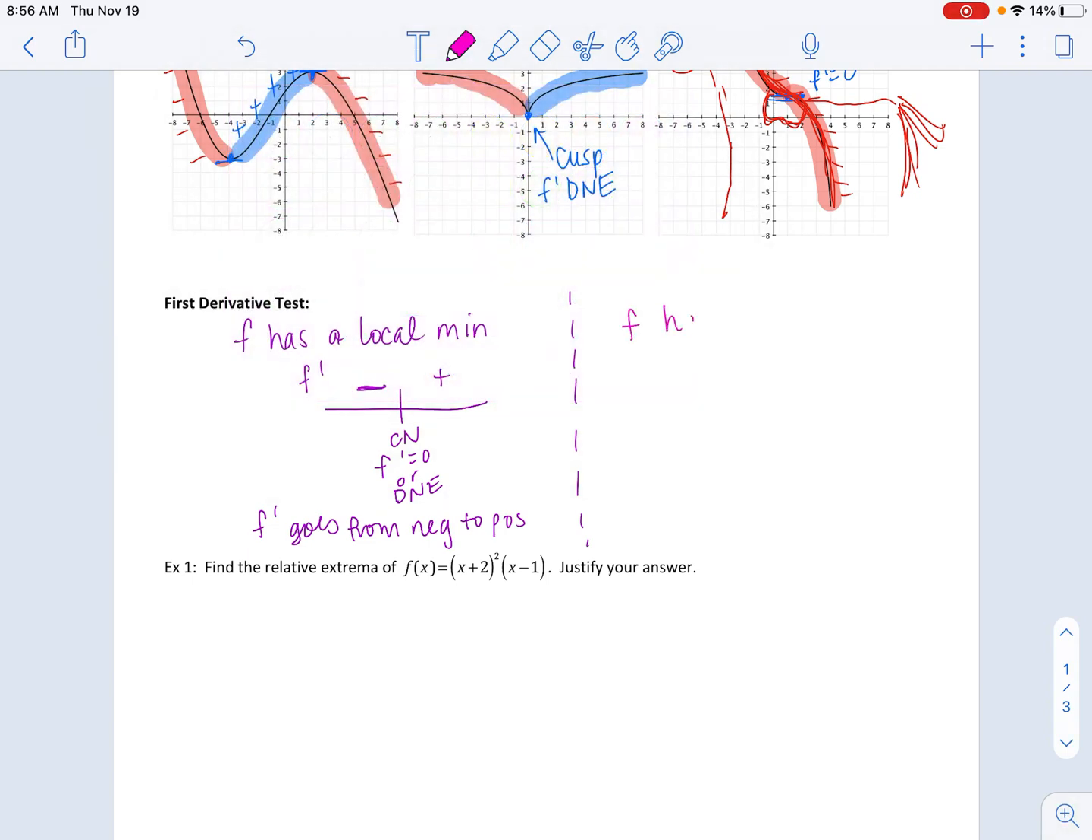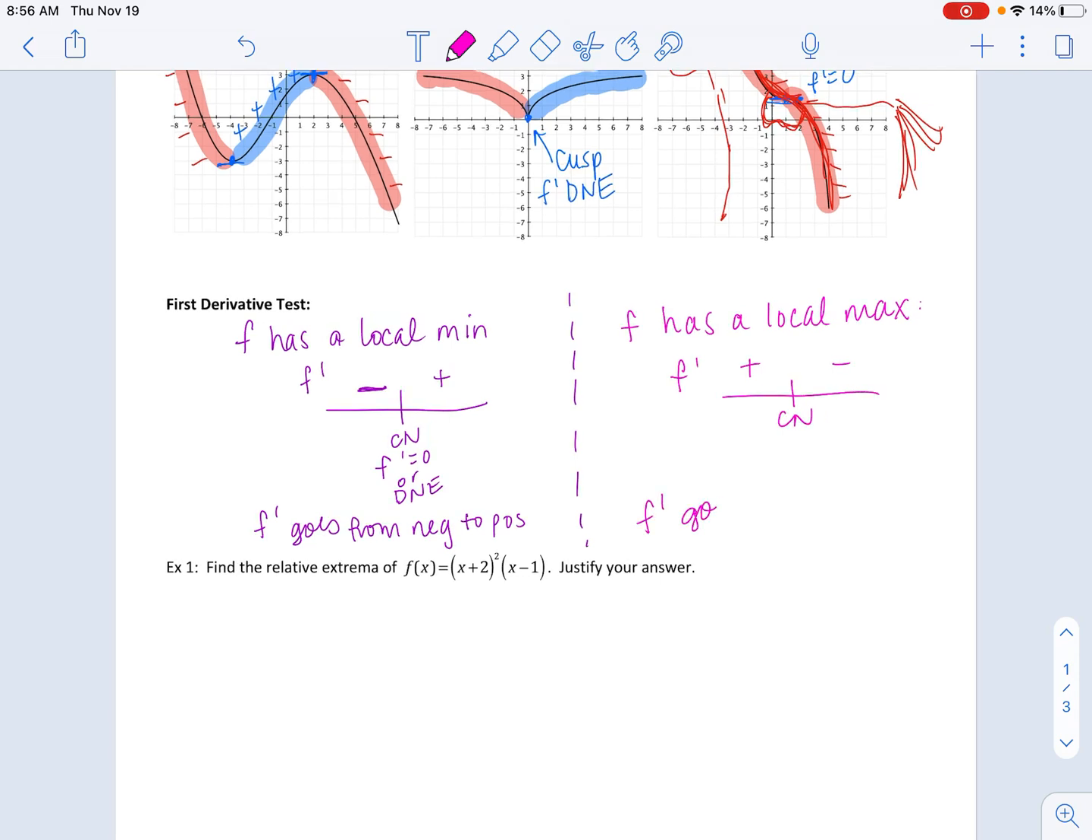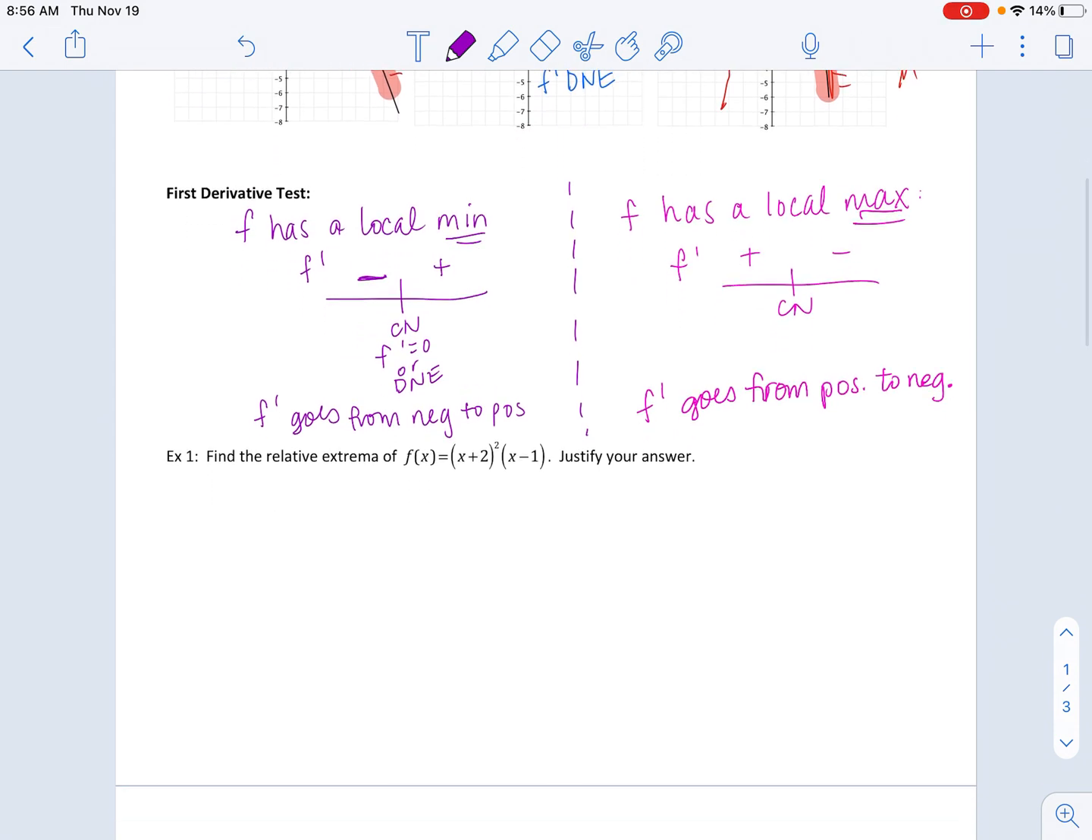If we have f having a local maximum, if the derivative changes sign from positive to negative at a critical number, right? So that would mean f prime goes from positive to negative, and that means for sure that we have a max. If it switches in the other order, then we have a min. Okay, so this test is going to rely on our ability to make sign charts and then do the analysis therein. Okay? So let's look at the first example.